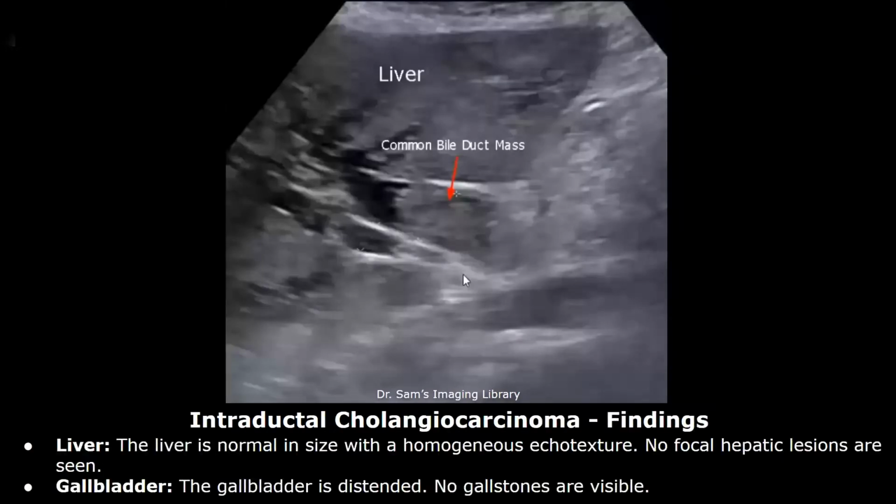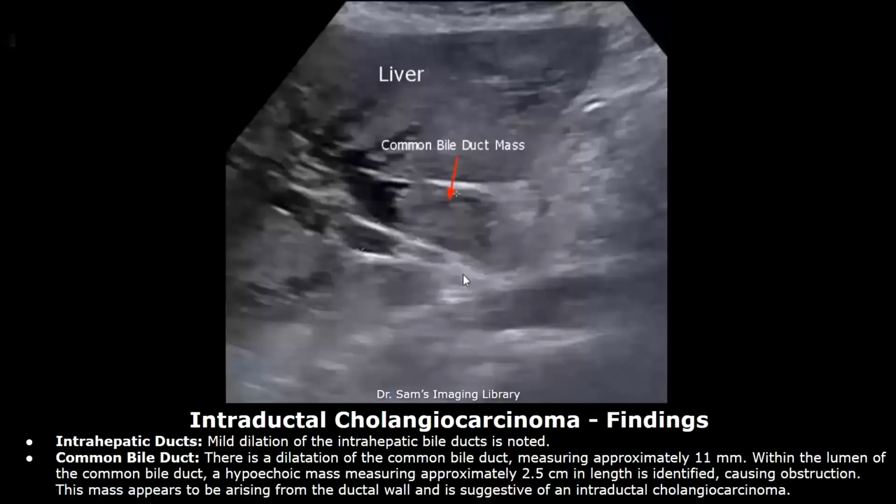These are the findings. The liver and gallbladder are normal. Mild dilation of the intrahepatic bile ducts is noted. There is a dilatation of the common bile duct measuring approximately 11 millimeters. Within the lumen of the common bile duct, a hypoechoic mass measuring approximately 2.5 centimeters in length is identified, causing obstruction. This mass appears to be arising from the ductal wall and is suggestive of an intraductal cholangiocarcinoma.